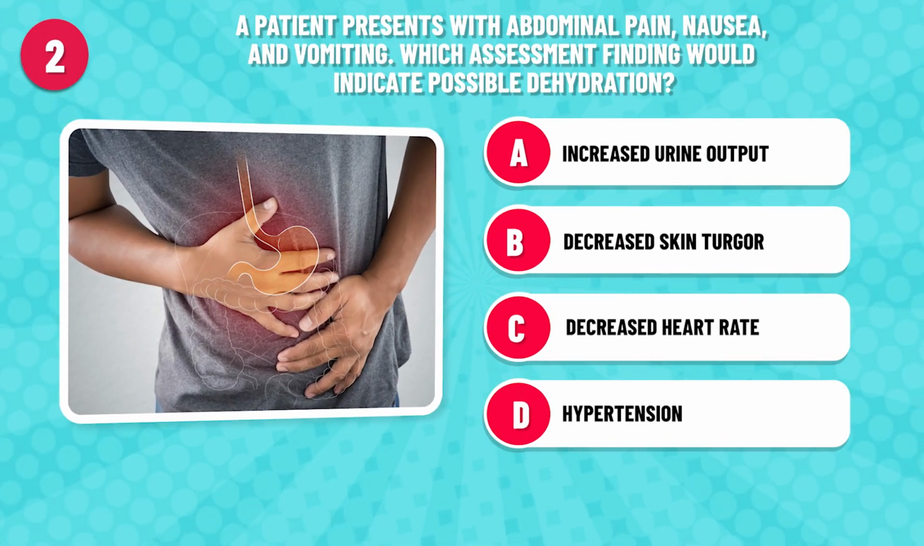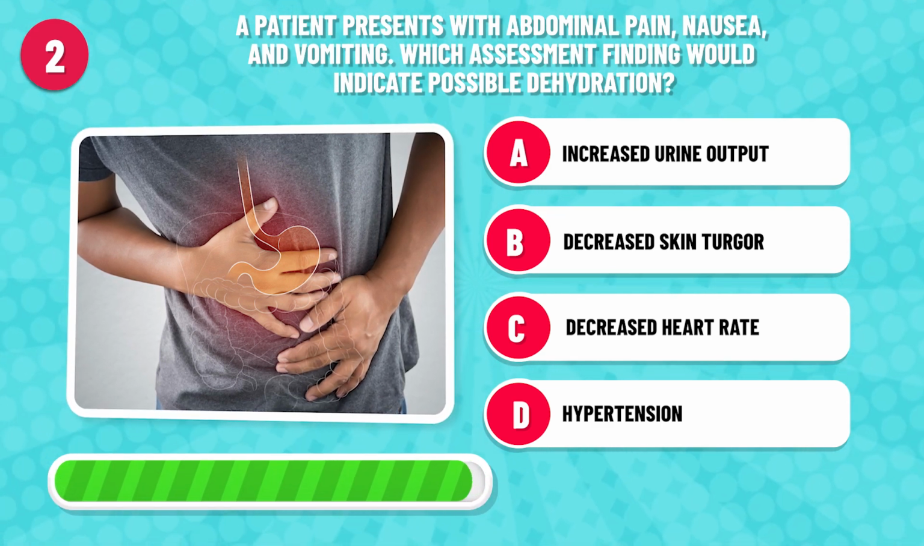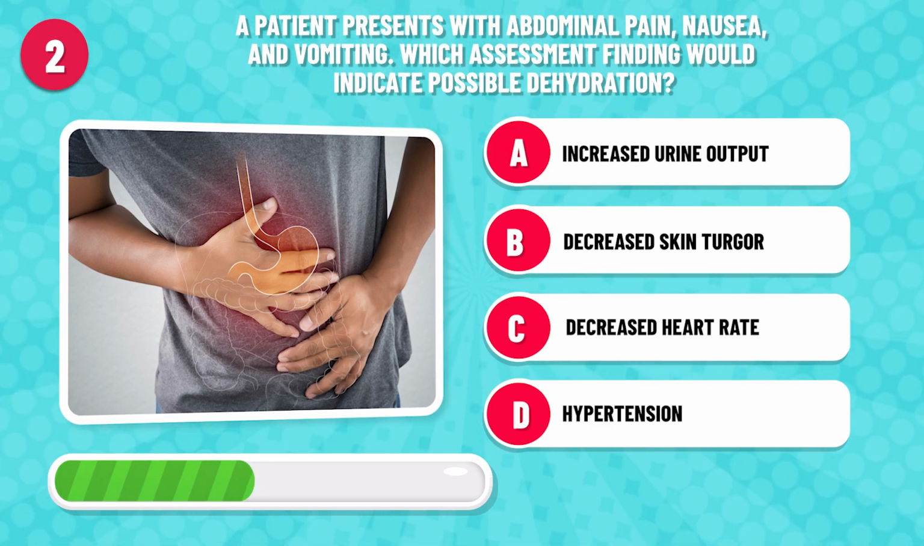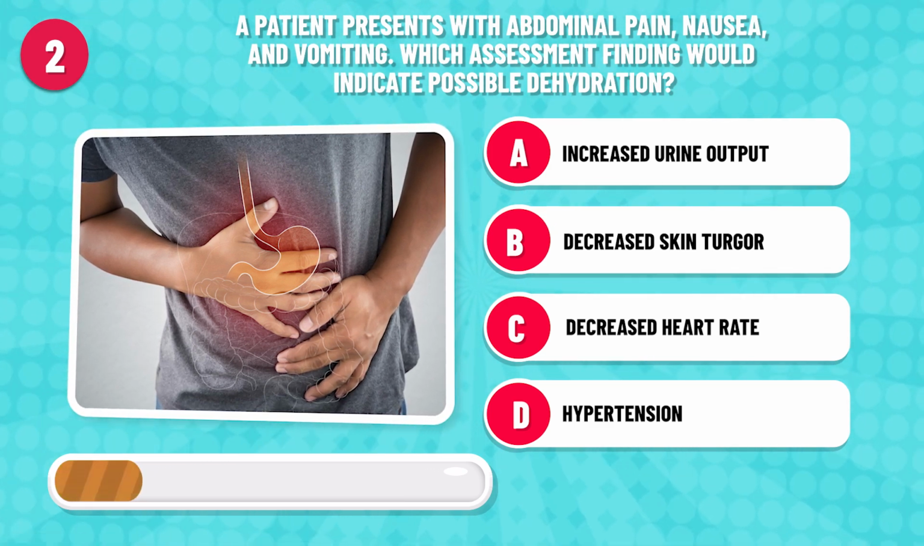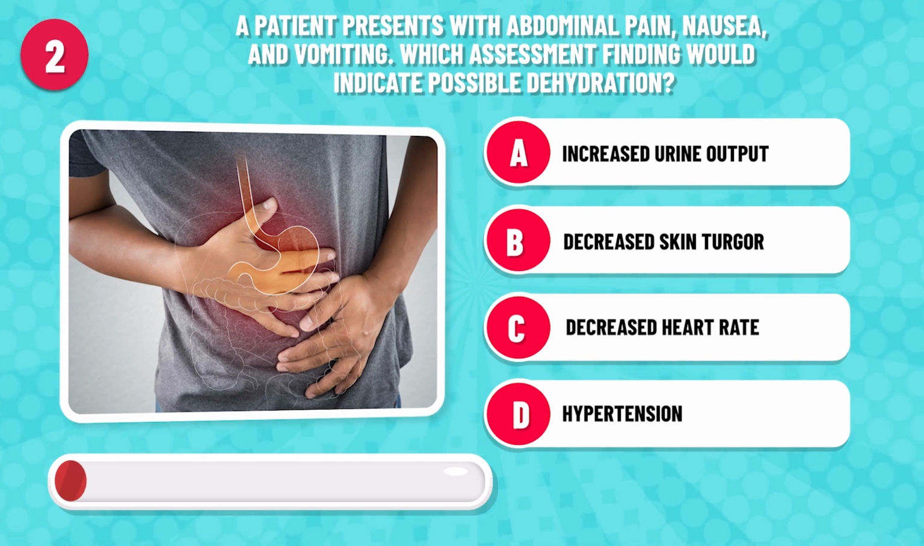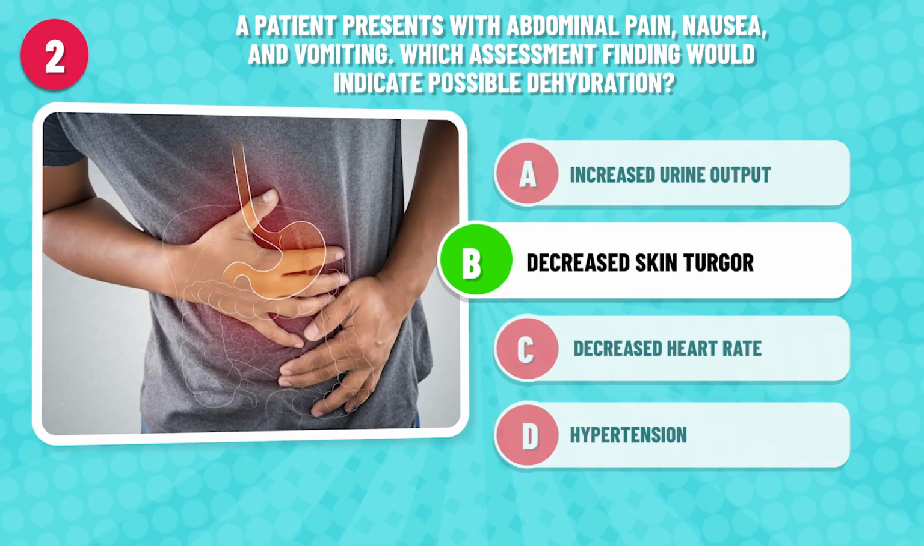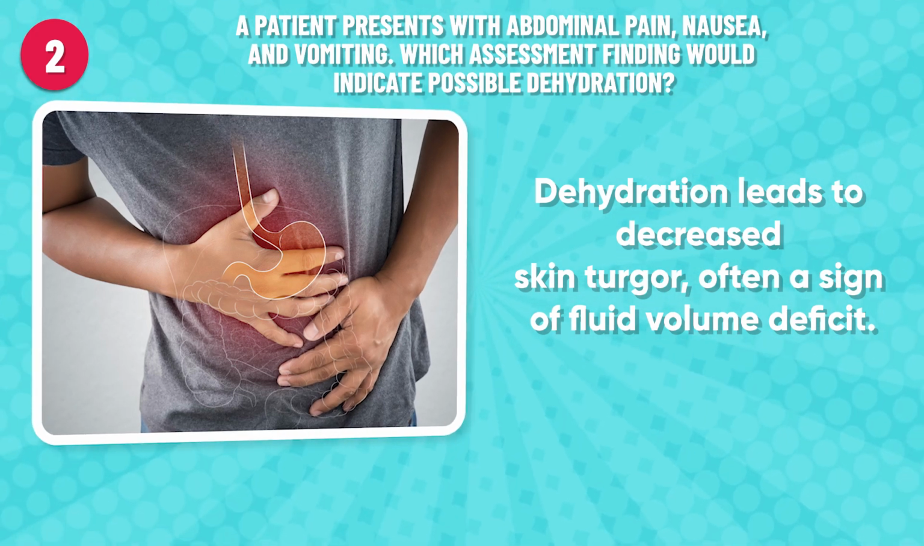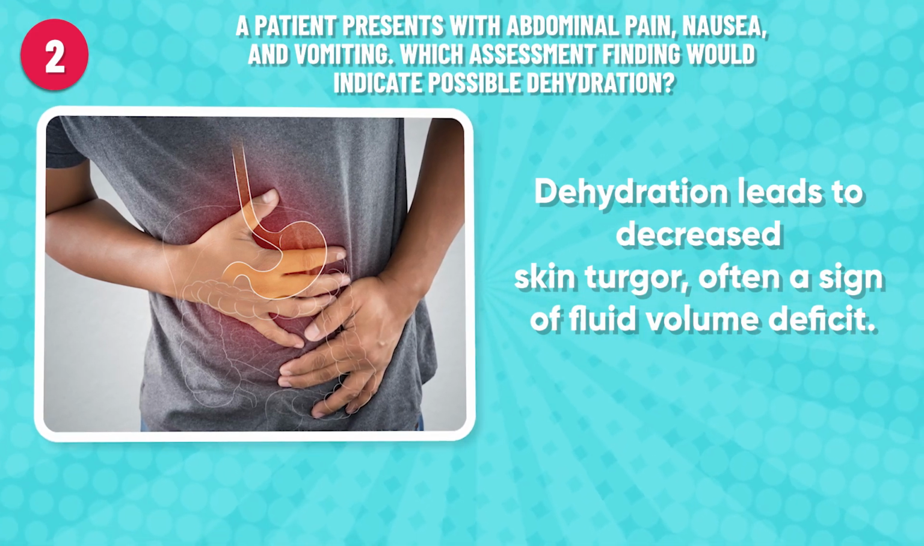A patient presents with abdominal pain, nausea, and vomiting. Which assessment finding would indicate possible dehydration? It's B. Decreased skin turgor. Dehydration leads to decreased skin turgor, often a sign of fluid volume deficit.